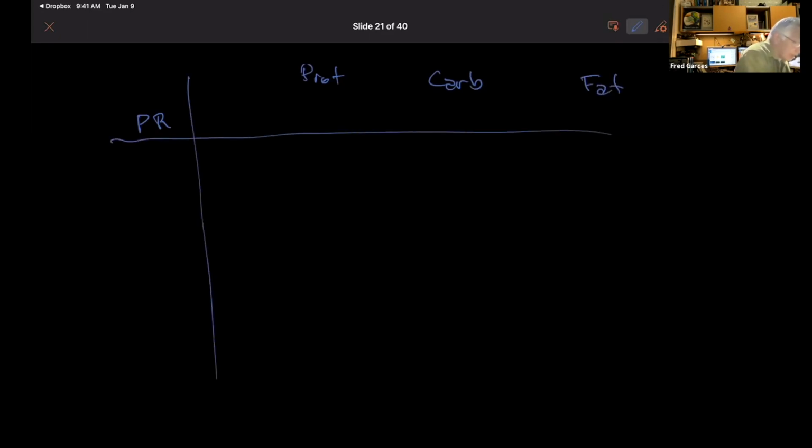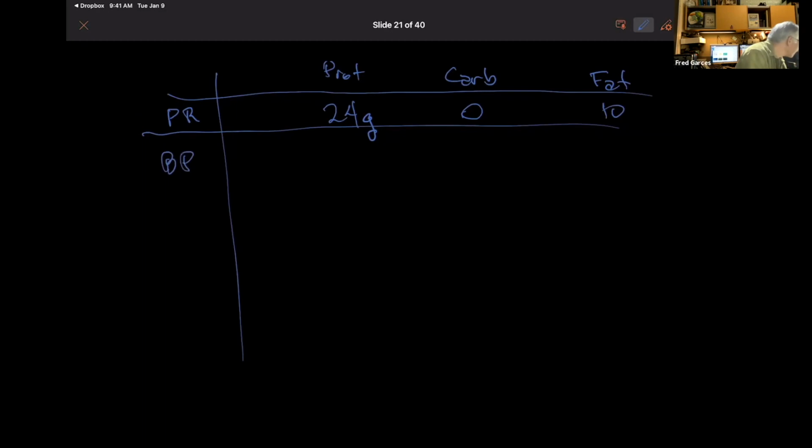There. So this is what you want to do. You say prime rib, and this is my protein, this is my carb, and this is my fat. You just make yourself a spreadsheet so that you can account for everything. According to the problem, I've got 24 grams for my protein, 0 carbs, and 10 grams of fat. Then my baked potato is 2 grams of protein and 26 grams, lots of carbs in baked potatoes. So these are grams.